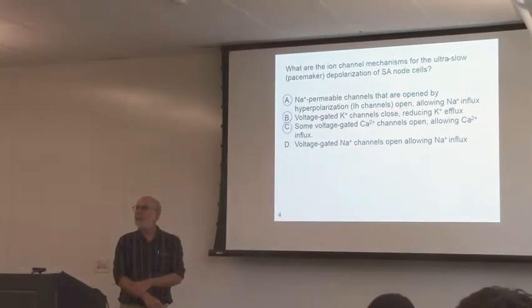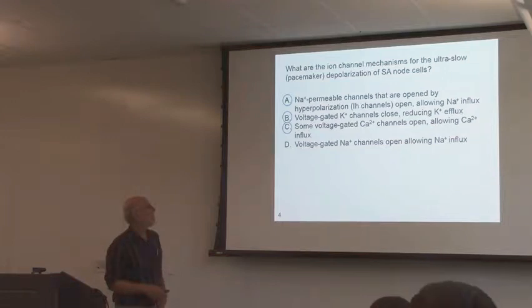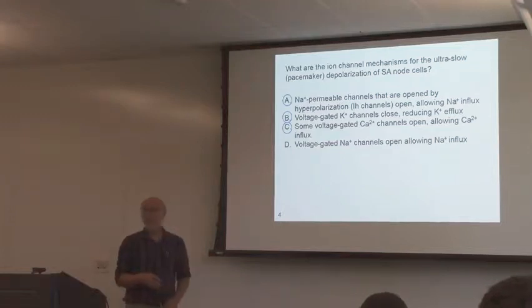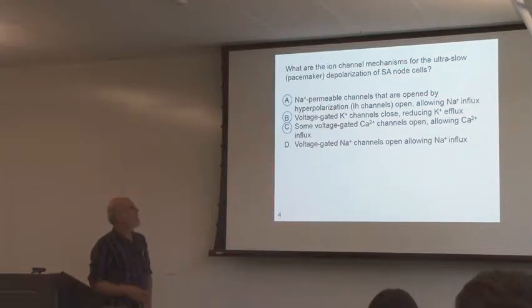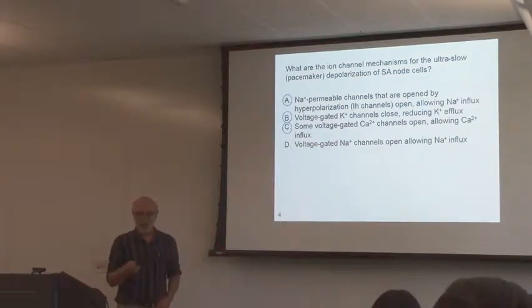Many of you got some of the answers right. Only a few of you got all of the answers right. These are the 3 main mechanisms. Sodium permeable channels that are opened by hyperpolarization, that's IH, sodium influx, depolarization. Voltage-gated potassium channels close, reducing potassium efflux. Less potassium efflux is what allows the influx of sodium to have more of an effect. Some voltage-gated calcium channels open, calcium influx, more depolarization. So all 3 of those things contribute to that ultra-slow depolarization. Voltage-gated sodium channels don't play a role.